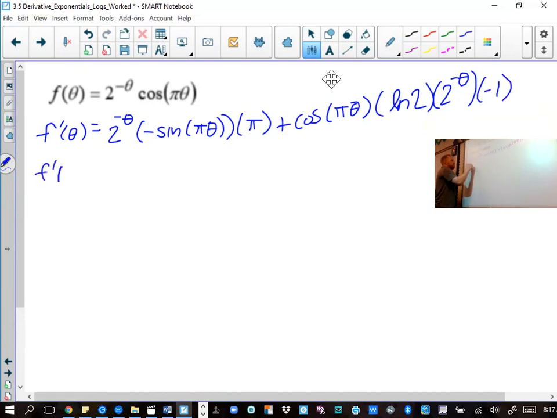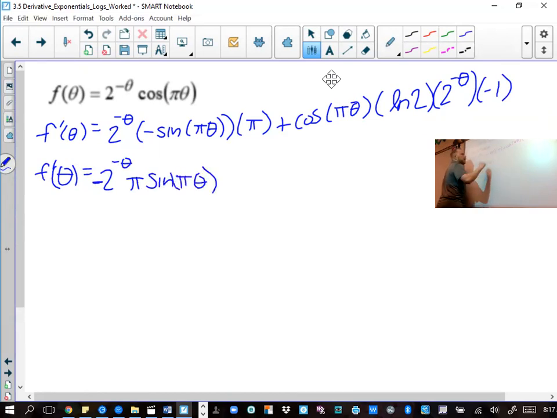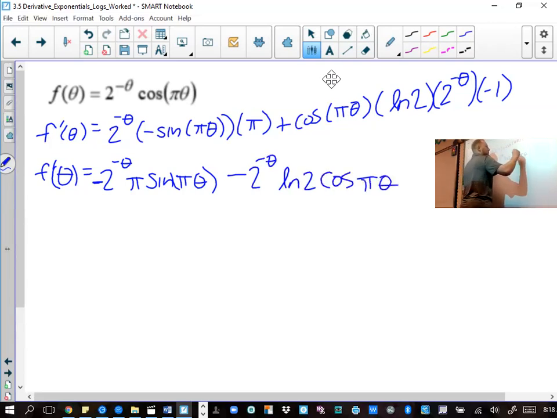So I have f prime of theta is equal to 2 to the negative theta pi, and we put the negative on the end here, sine of pi theta, plus we have a negative, so we'll get rid of the plus and we'll put a minus, 2 to the negative theta, natural log of 2, cosine of pi theta.